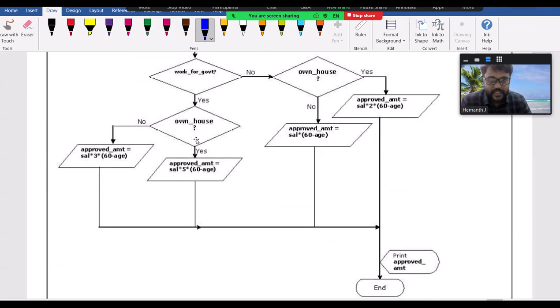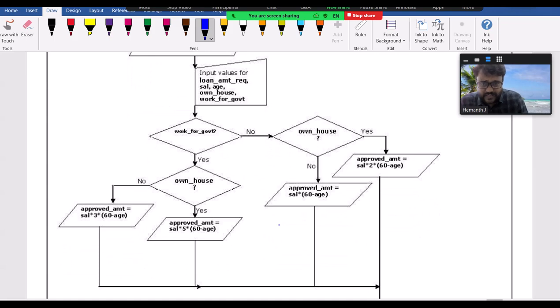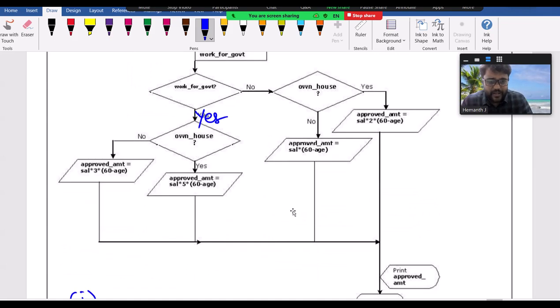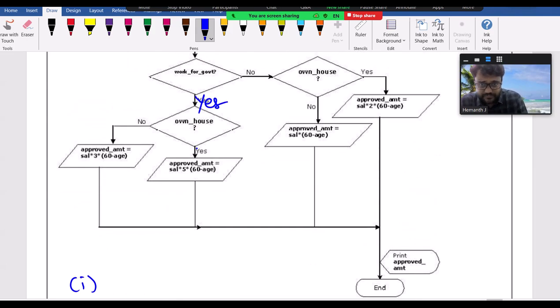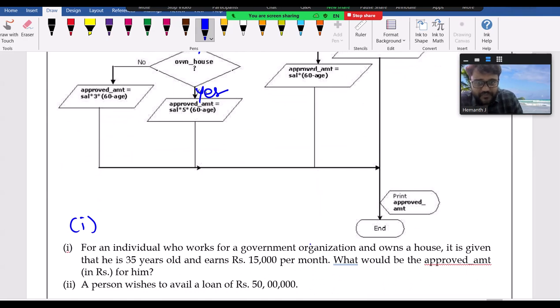First is works for government. See, when you go for any loans, who works for a government? First one, this is different questions. So first one, works for a government organization. Yes, sir. For an individual who works in a government organization, here, government organization, yes. Next, already you have your own house. That is also yes. Now, the approved amount is salary, salary is 15,000 per month. 15,000 into 5 into 60 minus age. 60 minus 35, you got 25. This is the amount you will get. How much loan will be given for that person? 15,000 into 5, 75,000.